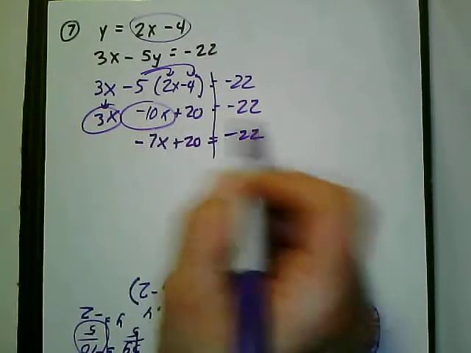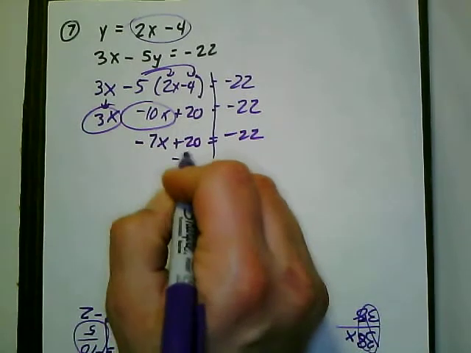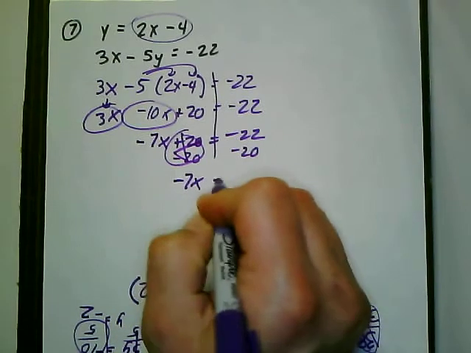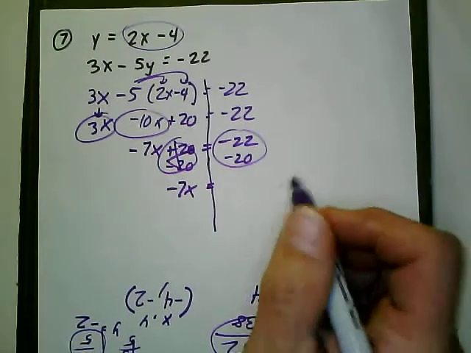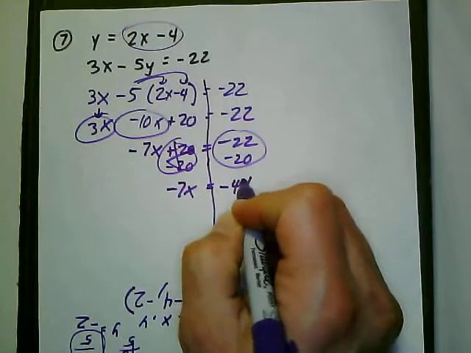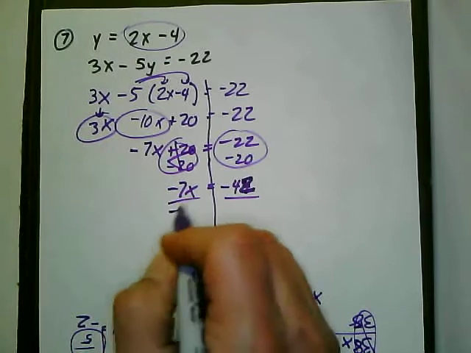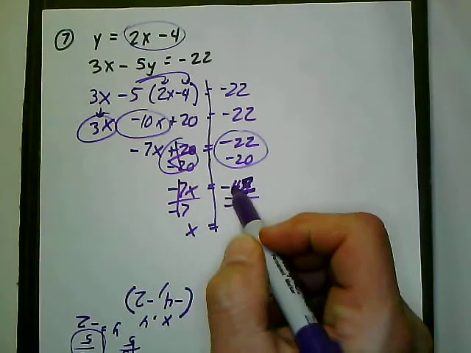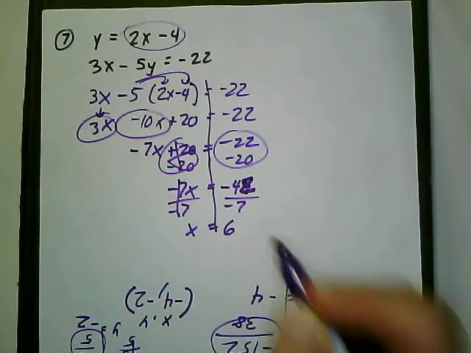There's no extra variable. So we distribute, combine like terms, no extra variable. We're going to get rid of added subtracted, so we're going to subtract 20 from both sides of the equation. We have negative 7x equals, and we add those two together. That gives us negative 42. And then we divide by the negative 7. We have x equals, and of course, negative 42 divided by negative 7 is 6.